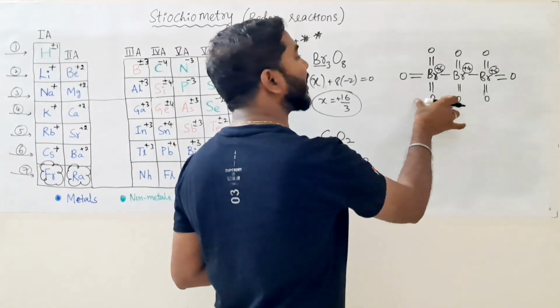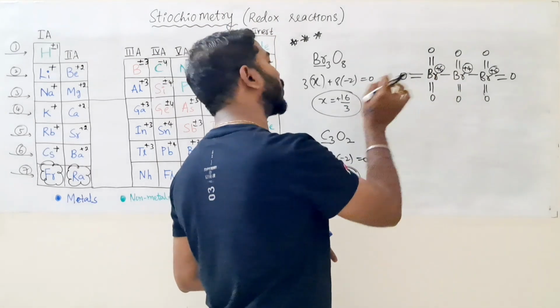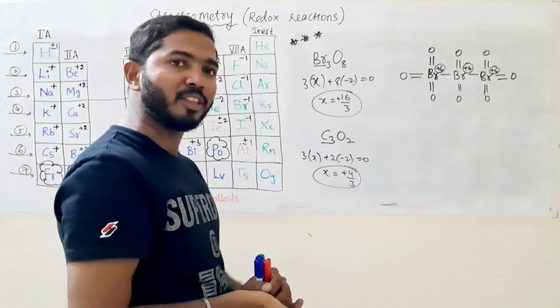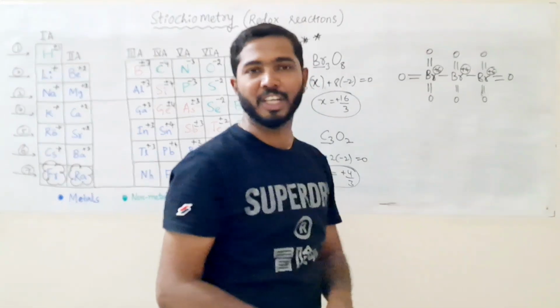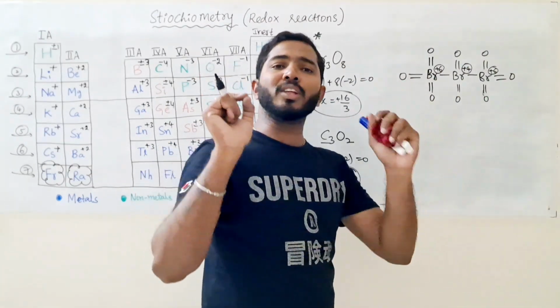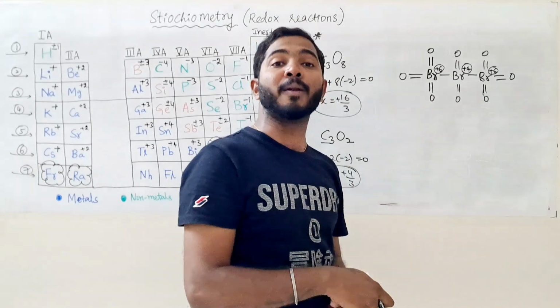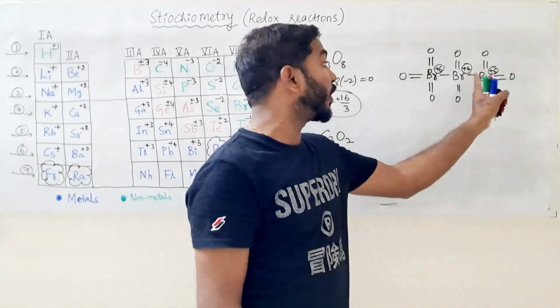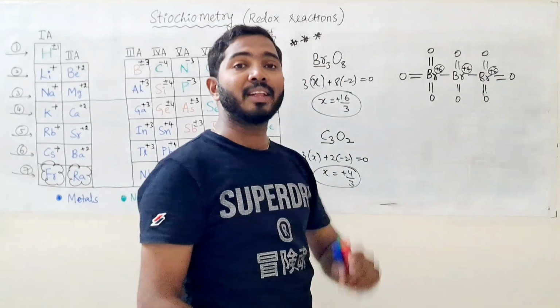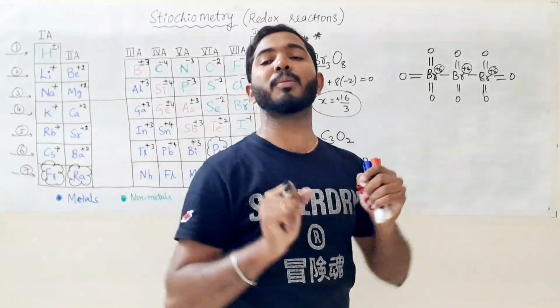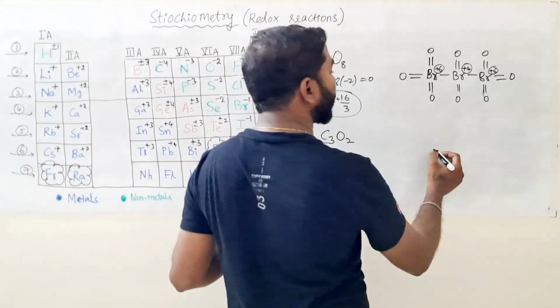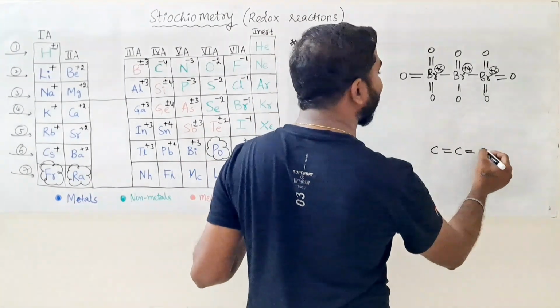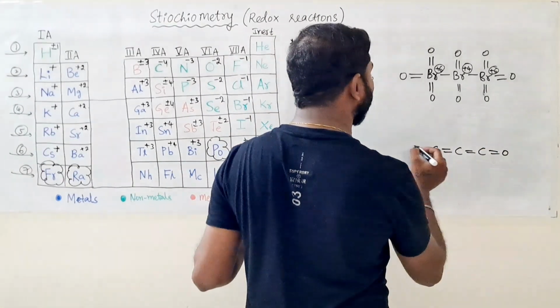Even if we calculate the average oxidation number in the earlier case, also you are going to get plus 16 by 3. So this is the average oxidation number. This is individual bromine's oxidation number. They may ask, what is the oxidation number of central bromine in Br3O8? It is going to be plus 4. And then what is the oxidation number of terminal bromines in Br3O8? It is plus 6.